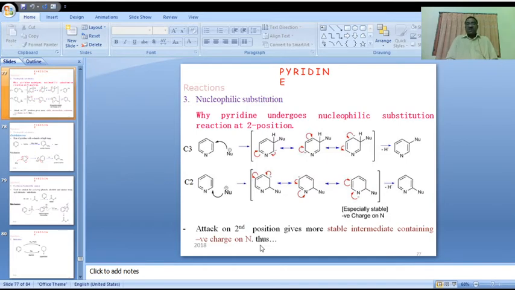Here please observe, generally the nitrogen atom is a highly electronegative atom. It holds negative charge on nitrogen. In that case, the structures are more stable. When we go to C2, attack of nucleophile on the C2 position gives various structures. Here, please observe the third structure. It contains negative charge on nitrogen, an especially stable structure from C2 attack.